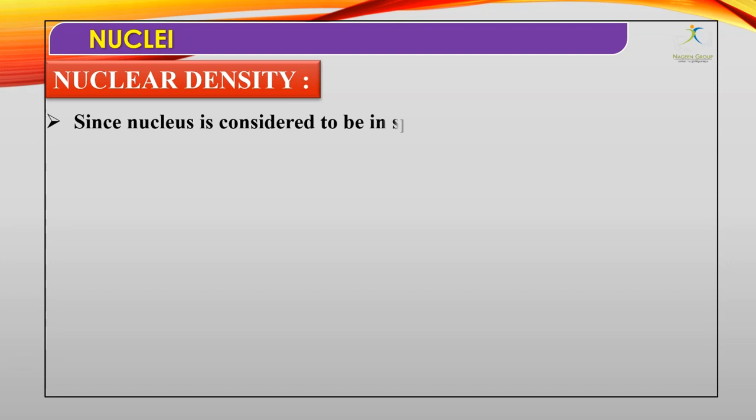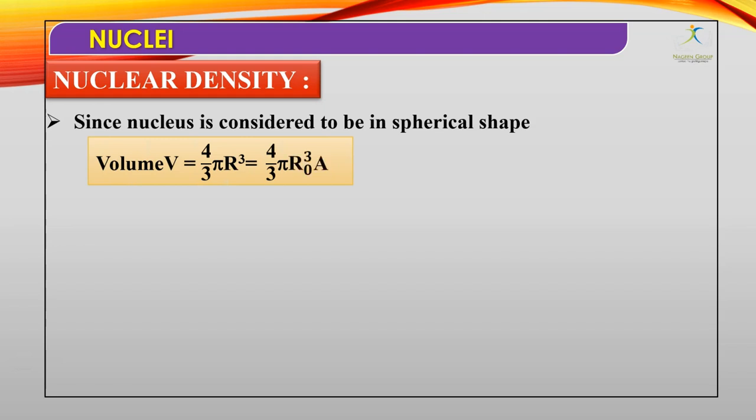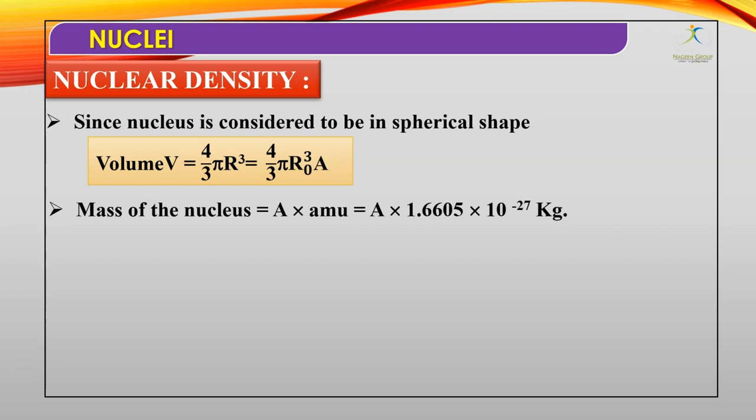Nuclear density. Since the nucleus is considered to be spherical in shape, the volume V is equal to 4/3 πR³, which is proportional to A. So the mass of the nucleus is A times AMU. What is the AMU, students, over here? AMU means atomic mass unit, which is 1.6605 × 10^-27 kg.